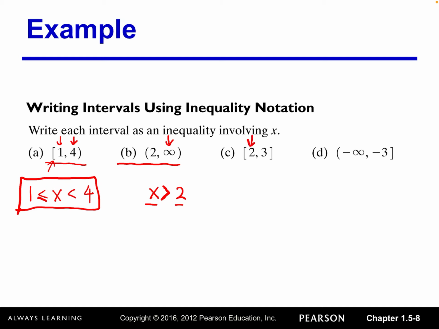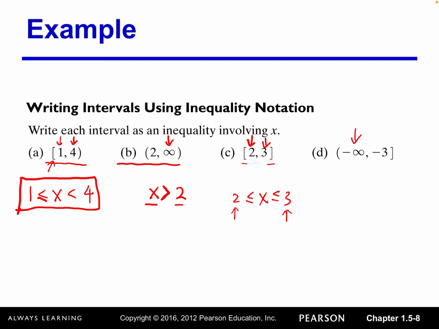And then C. Both boundary numbers are given, so that means x must be between the two boundaries. The lower boundary always goes on the left-hand side, the upper boundary always on the right-hand side of x. Then we determine what inequality symbol to use to connect these. Both are closed, so we should use less than or equal to for both.